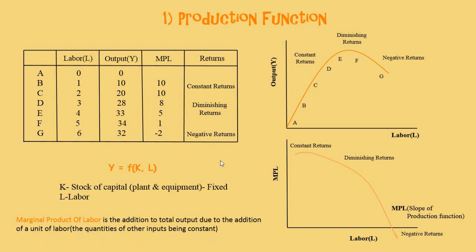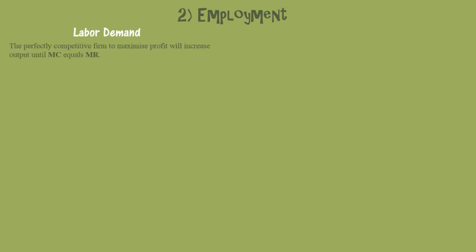Now, having discussed this production function, let us move further and study employment. Firstly, we'll discuss how firms actually demand labor. We know the perfectly competitive firm, in order to maximize profit, will increase its output until the marginal cost of producing a unit of output is equal to the marginal revenue received from its sale.